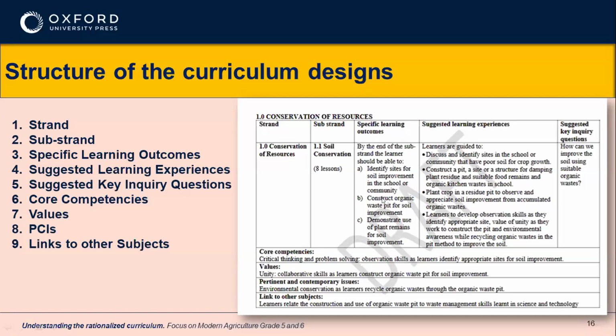Which is supposed to stimulate, like now in this case, we have, how can we improve the soil using suitable organic waste? This key inquiry question is stimulating critical thinking in the learners as they come up with ideas on how they can improve the soil using suitable organic waste. They'll be brainstorming, sharing, and giving suggestions. So critical thinking is being instilled there. They're being stimulated, they're coming up with more ideas, and that's essentially the main idea behind that key inquiry question.